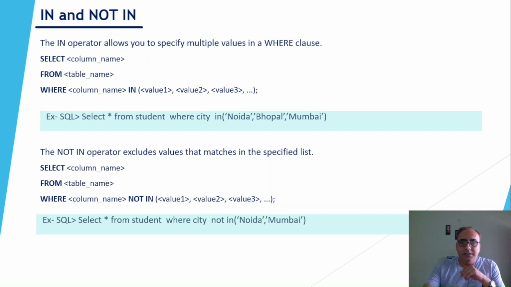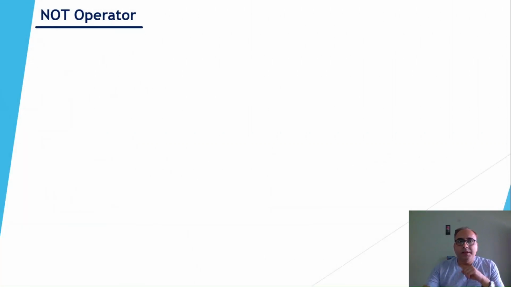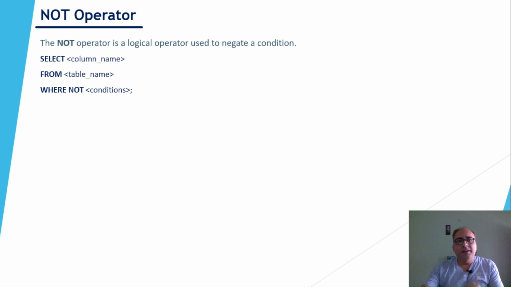Let's move to the next, the NOT operator. The NOT operator is actually a logical operator. It basically negates the condition. So whatever condition we are specifying in the where clause, it just negates that particular condition. Let's look at the syntax. Select column name from table name where NOT, and then conditions. Whatever conditions we specify after the NOT operator, it tries to negate that particular condition. And accordingly, it will pull the results.